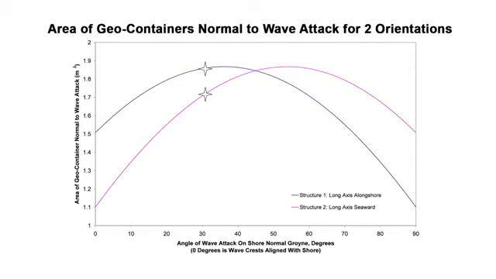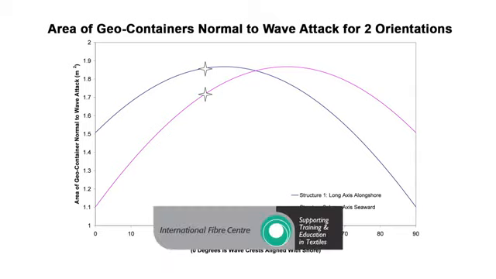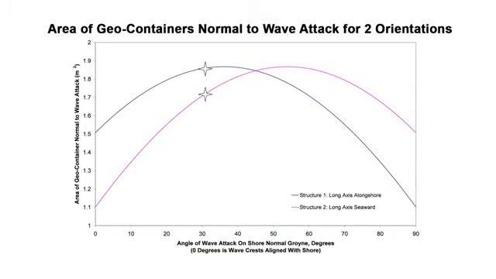If we actually look at the area of the bag, the blue line is the long axis along the shore. The purple is the bag pointing out to sea. If we look at the area of the bag that sees the wave, it varies depending on which angle the waves come from. Because we tested 30 degrees, these lines are not very different. They're kind of similar, and certainly once you go here, they're identical.